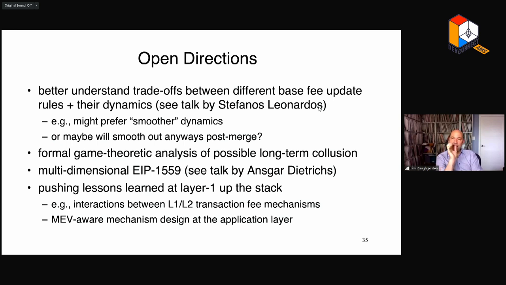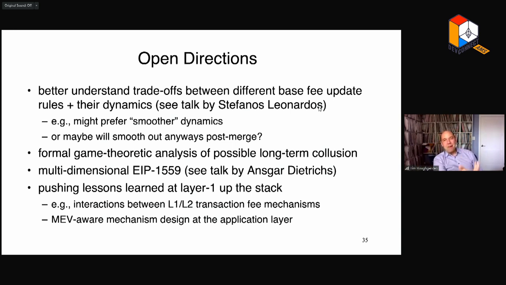Multidimensional EIP 1559, again, there's a talk later today by Ansgar Dietrich. I think this is a really natural and interesting evolution of the basic EIP 1559, where you have multiple resources that you're trying to price at the same time. I think there are really interesting theoretical questions about to what extent the different dimensions should interact with each other. As soon as I get a little bit of free time, I'm definitely planning on spending some time thinking about this. I think this is a really nice direction.